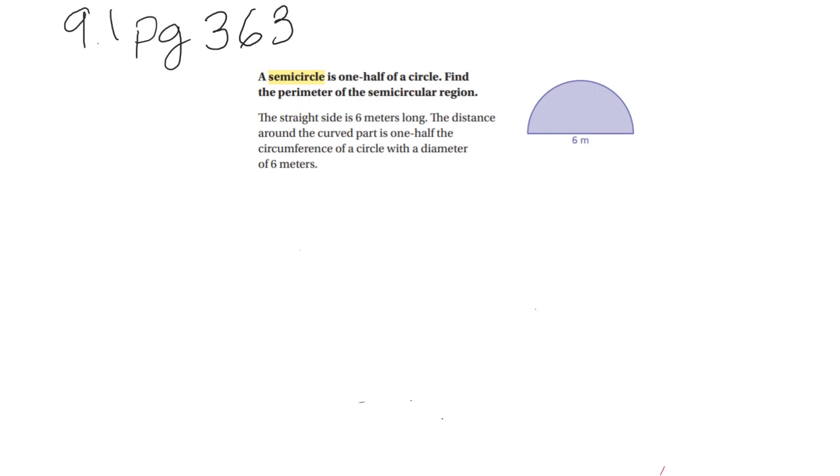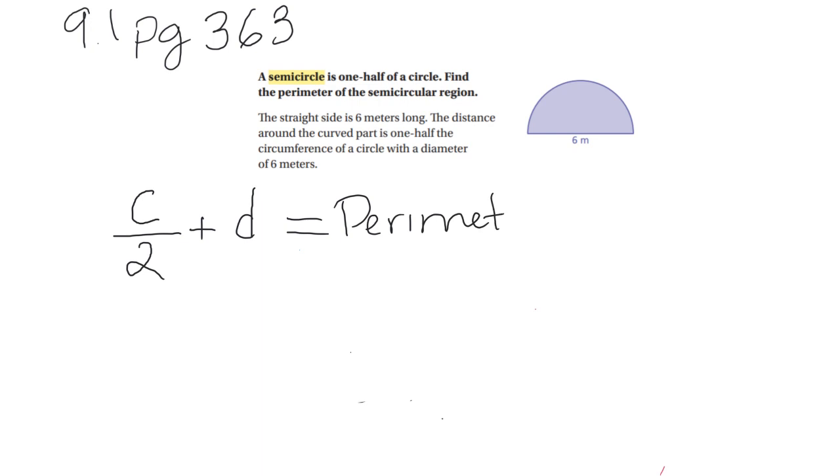If we were to write that out, it would look like this. To find the perimeter of a semicircle, I'll take the circumference divided by 2, plus the diameter, and that will equal my perimeter of a semicircle. That makes sense because we have half the circumference, and we add that to the straight line part, which also equals the diameter. So now let's try that.